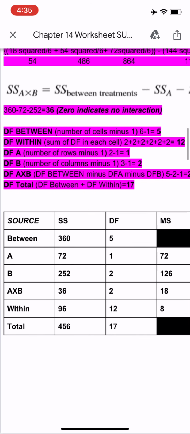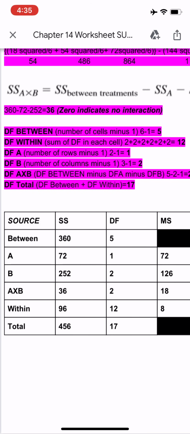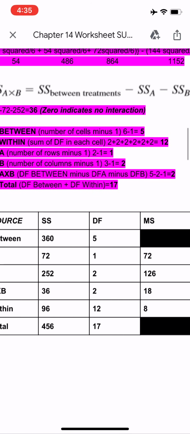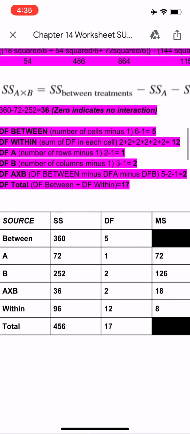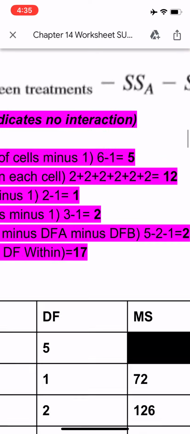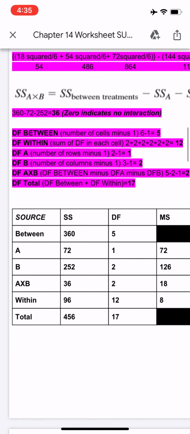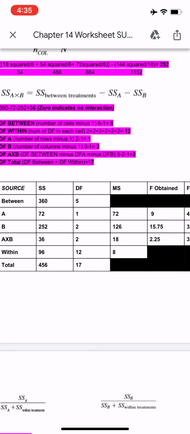And also realize the same thing for sum of squares goes for degrees of freedom. DFA, DFB, and DFA by B should equal DF between. Is that true? DF interaction is 2, DFB is 2, and DFA is 1. 2 plus 2 plus 1 is 5. So doing all these little checks, we could be confident that we computed this correctly.